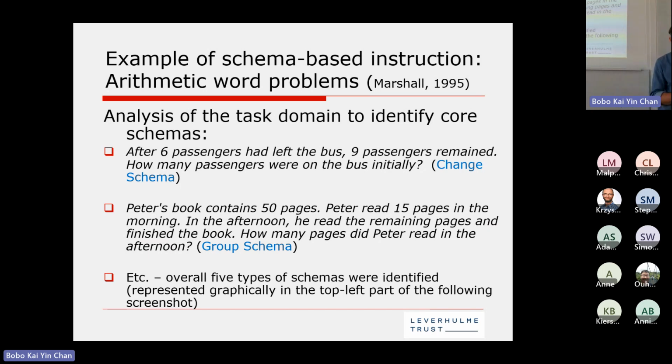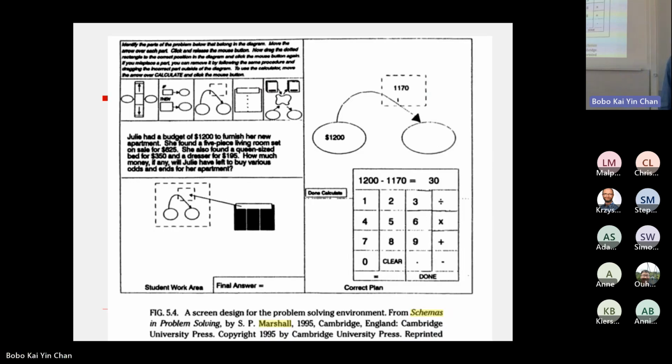I won't list all of them. There are some five or so types of schemas identified, and students get familiar with those different types of situation and what they have to do in each, and the instruction was based on this. So that's the screenshot from the computer screen that was implemented. As you see, those five types of schemas were diagrammatically represented, like this change schema in the middle. Each type of schema was represented diagrammatically in a specific way. So the students got familiar with situations, their diagrammatic representations, and specific moves.